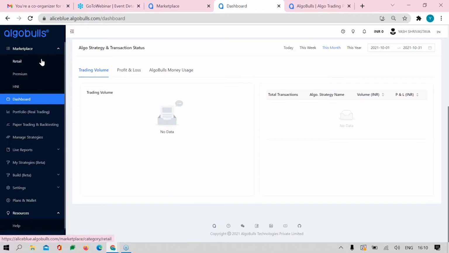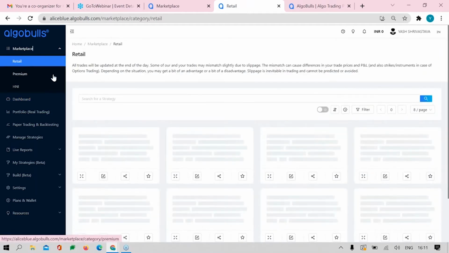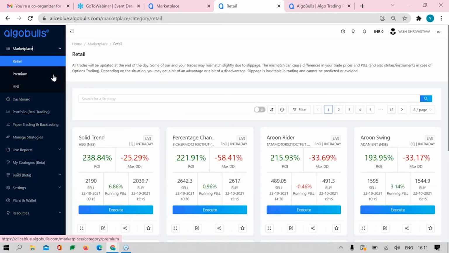Our marketplace is divided into three categories: retail, premium, and HNI segment. In retail, we have strategies related to equity trading and commodity trading, which usually require low risk and have low returns too, but are actually low in risk.